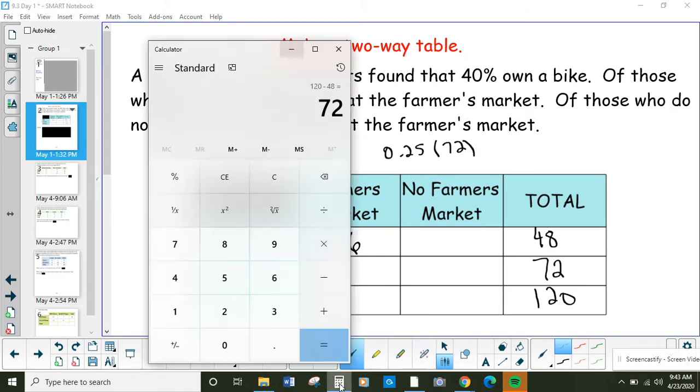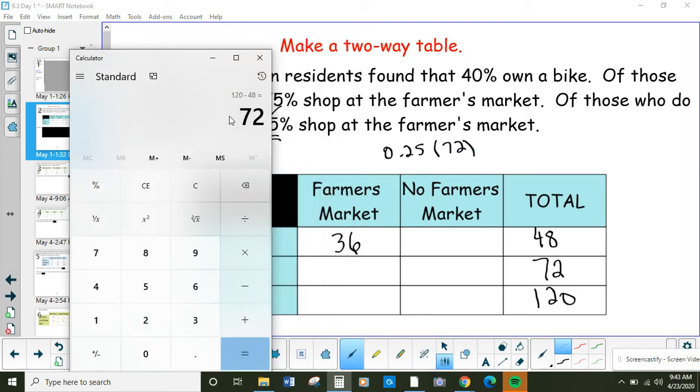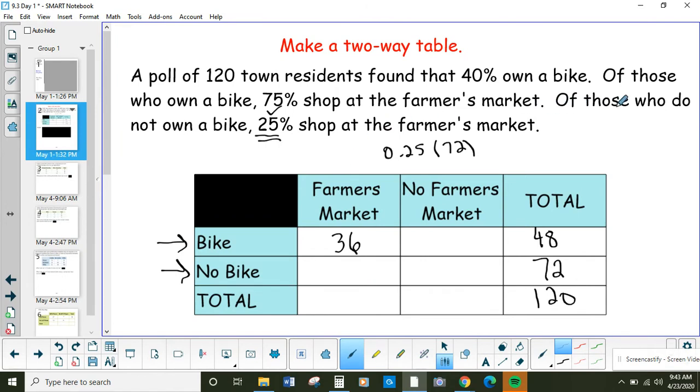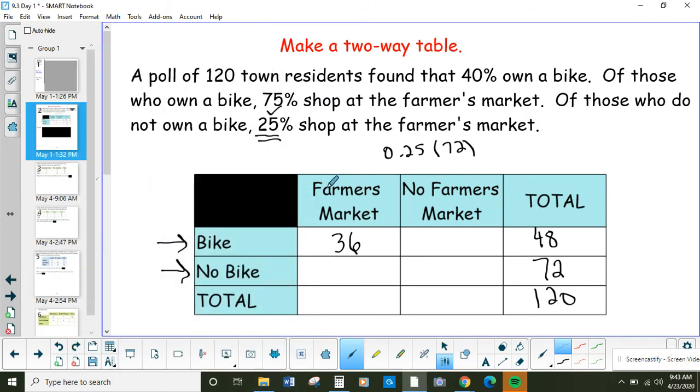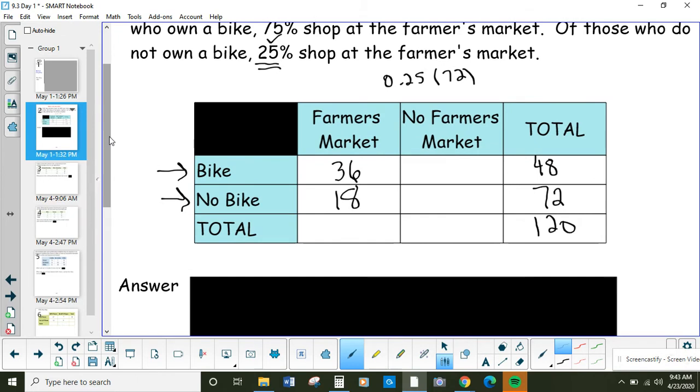And I take my calculator. I already have 72 in my calculator, so I just go times 0.25. And I get 18. So of those who do not own a bike, I'm in the no bike section, 25% or 18 shop at the farmer's market. So I go farmer's market, no farmer's market, 18 goes here. Now I actually have everything I need to fill this table in. Believe it or not, we're missing 4 spaces, but you can fill it in.